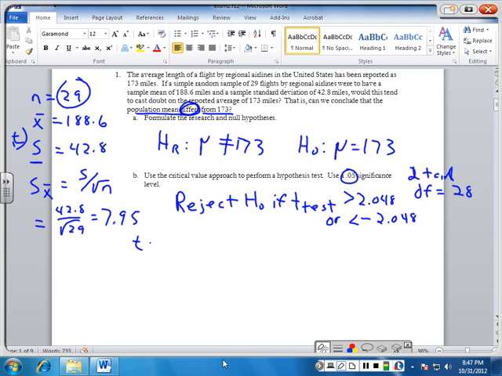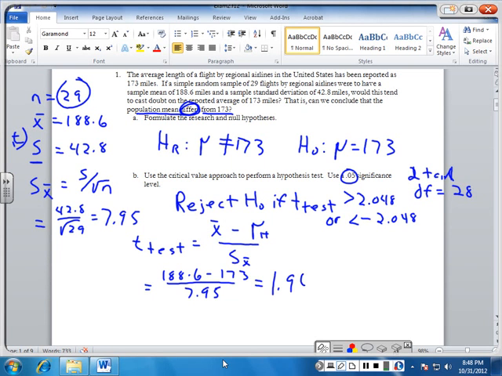So the t-test is equal to the statistic, x bar, minus the hypothesized mean, over the standard error. So that's equal to 188.6 minus 173 over 7.95. So we get 1.96. That just means that the value we observed, the 188.6, is almost 2 standard errors above the hypothesized value of 173.